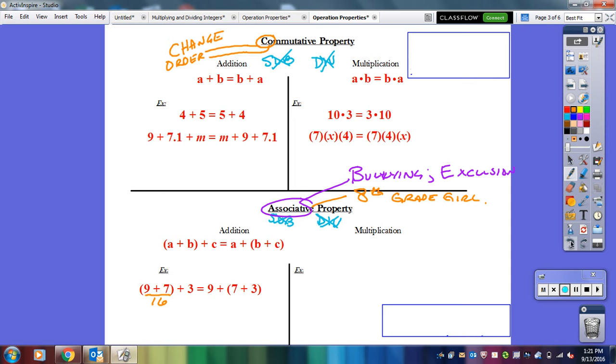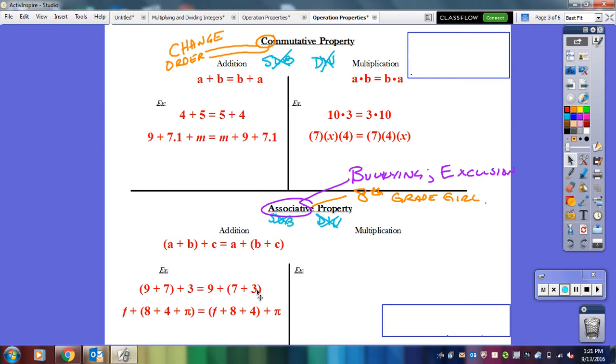So of course we could do it with a bunch of numbers, and we could certainly do it with 3 numbers, and we could definitely do it with variables. In this case, the variables are the same on both sides. Note that the order does not change: 9, 7, 3, 9, 7, 3. If the order changed, it would be the commutative property.